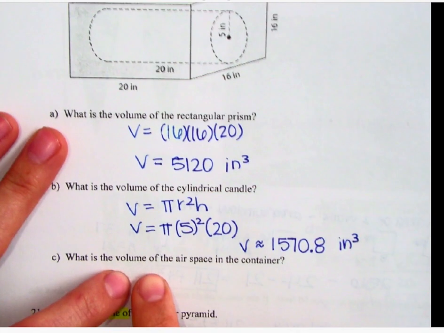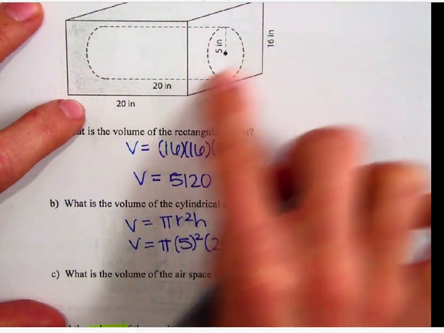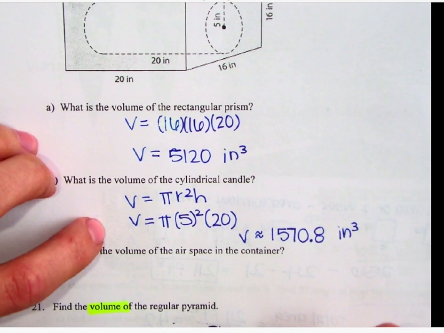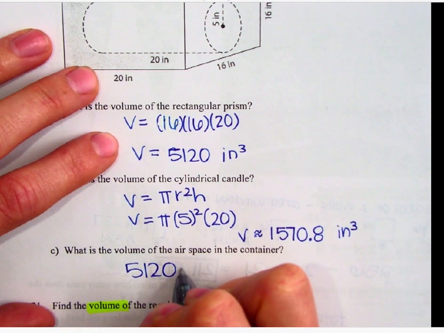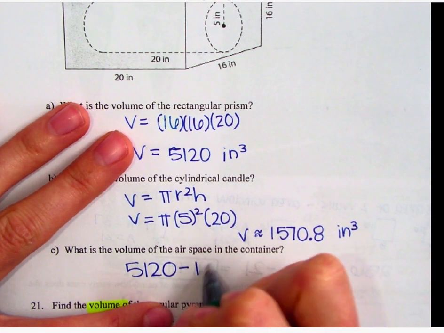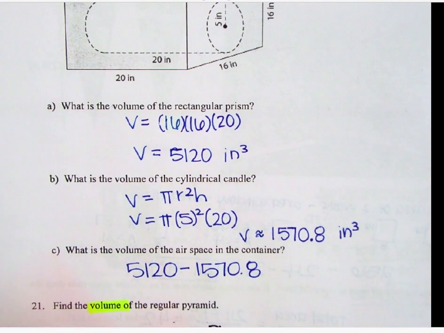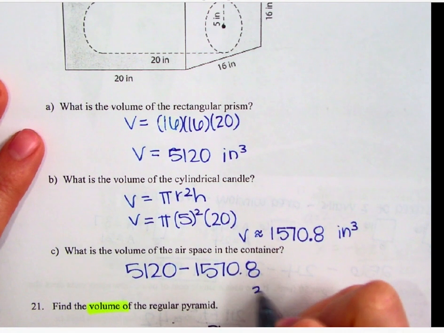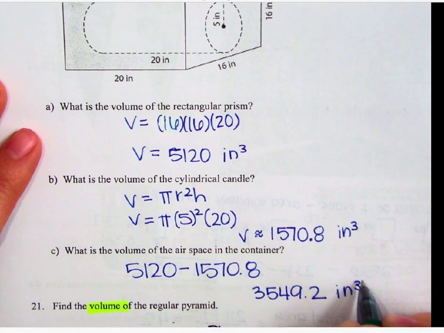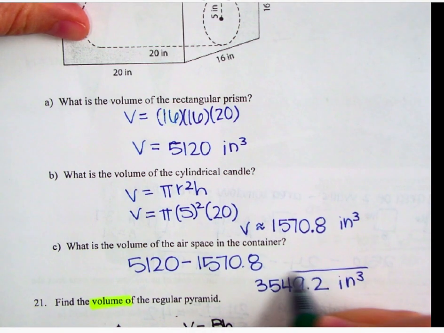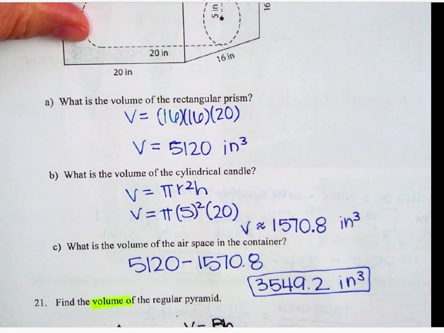So to find the volume of the airspace, that's the space left over inside of the container, we subtract from the prism, the box that it's in. So we have 5,120 minus the space that the candle is taking up in there. So subtracting those will lead us to 3,549.2 cubic inches. So that would be the airspace left inside the container.